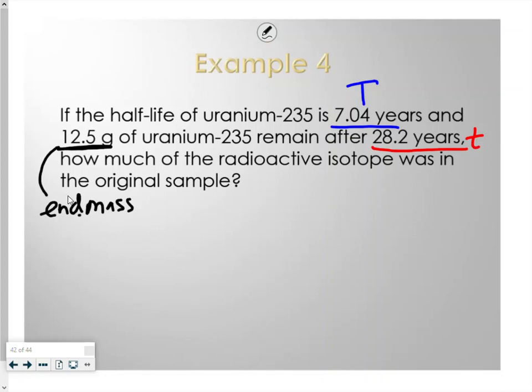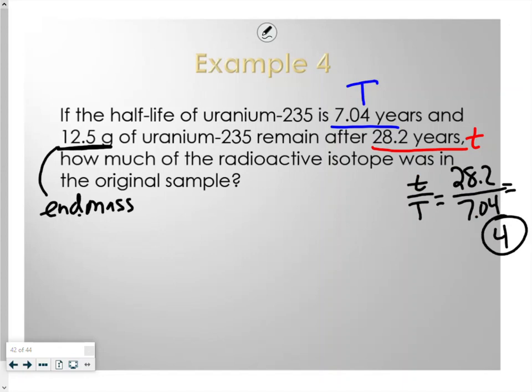So, what are we trying to find here? The initial sample. We need to find the original or the beginning amount, the starting amount. So in this case, we're going to need to work backwards. You could easily figure out the number of half-lives. How do we do that? Little t over big T. So we have 28.2 over the 7.04. What's our number of half-lives? 4. We're going with the whole number of 4 there, yes.